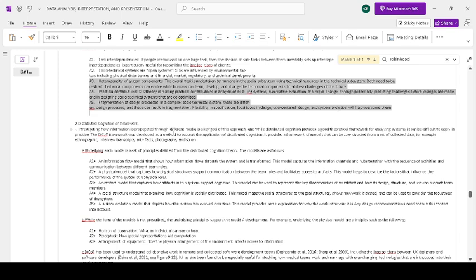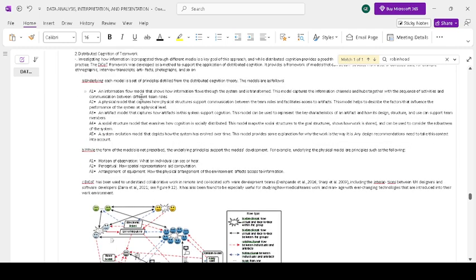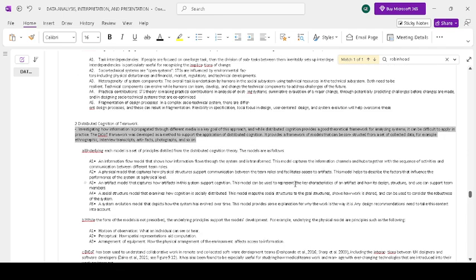Because this is complex, and since it was being used, for example, in social media, the rules in the Philippines for developers are different from the rules in other countries. They adopted this because they know that you need to adapt or evolve with the system. So they are using this technique, socio-technical systems theory. Distributed cognition of teamwork, investigating how information is propagated through different media, is a key goal of this approach.